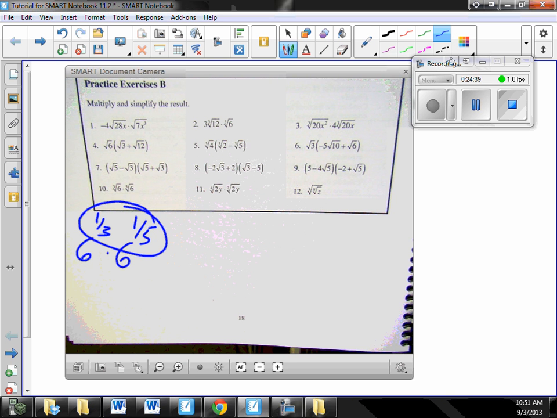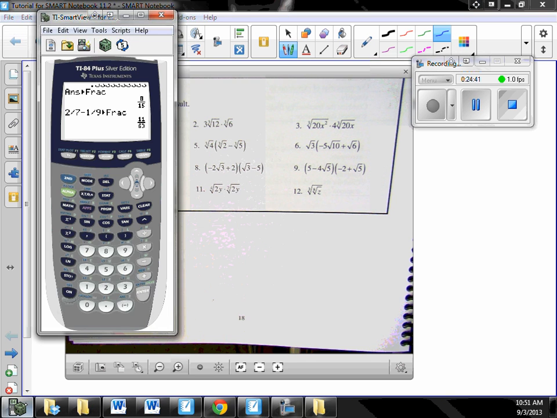Now, you can do that on your calculator, so if you have a calculator, pull it out. If you don't have a calculator, you need one desperately. Without it, you will fail the next chapter. I mean, you literally cannot do it without a graphing calculator. So this calculator does not have a fraction button. You just use the divide button.